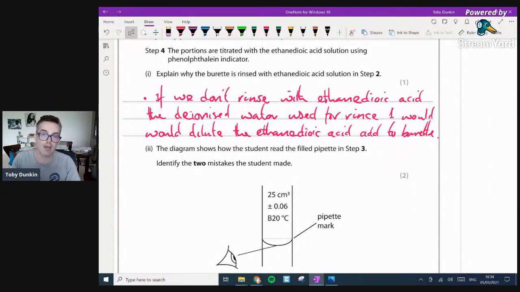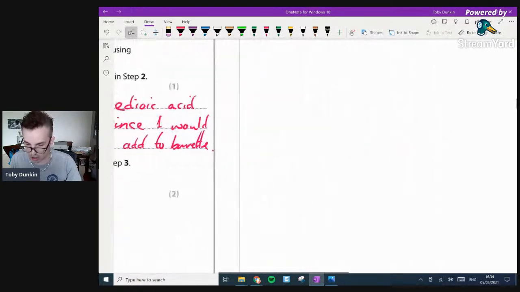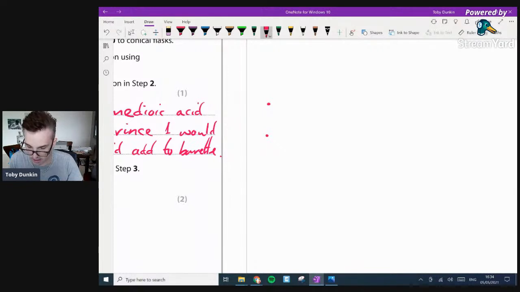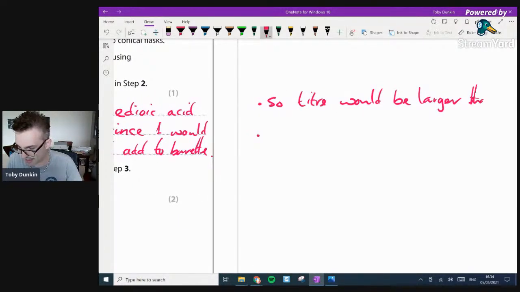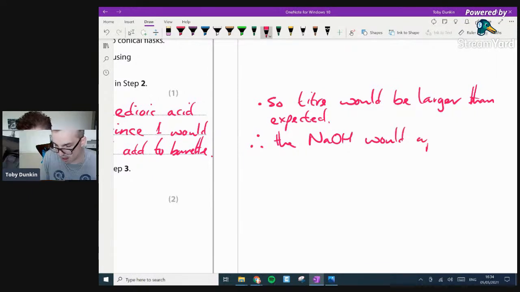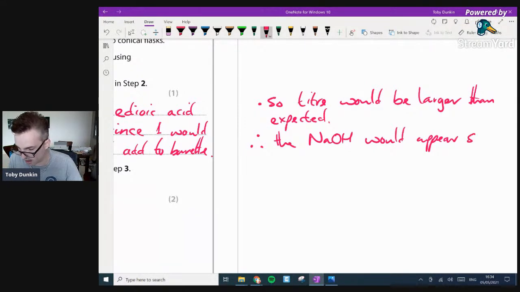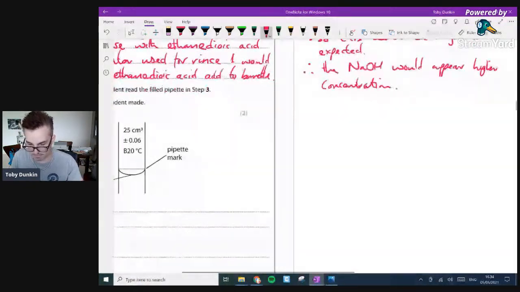If it was three marks, I would then say, therefore, it would give me, so this is the extension on this, the second and third mark, which commonly follow. So titer would be larger than expected, because you're going to have to add more of the solution because it's been diluted. Would be larger than expected. And then, therefore, the sodium hydroxide, the NaOH, would appear stronger than expected. Would appear higher concentration. So that's the extension of that question, but in this case it's only one mark, so that's fine.